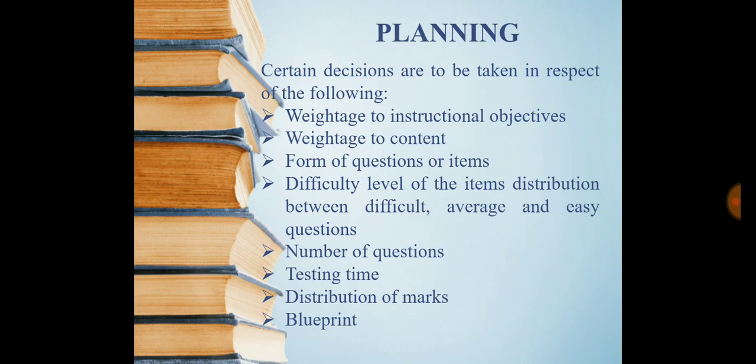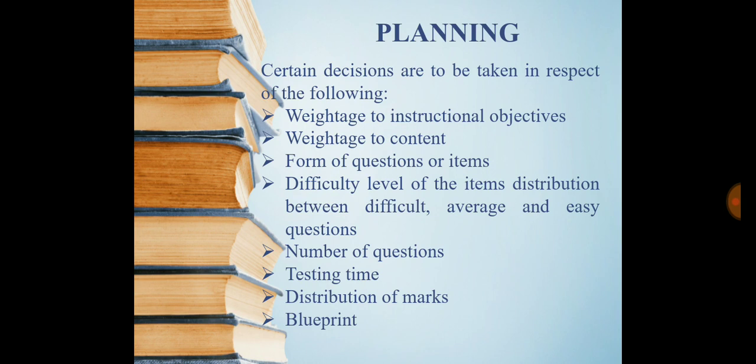Planning is the first step. In the preparation of an achievement test, it must be remembered that without proper planning, unimportant content may find a place in the test, while important ones are likely to be ignored. Aspects such as reliability, validity, objectivity, and practicability should be considered.